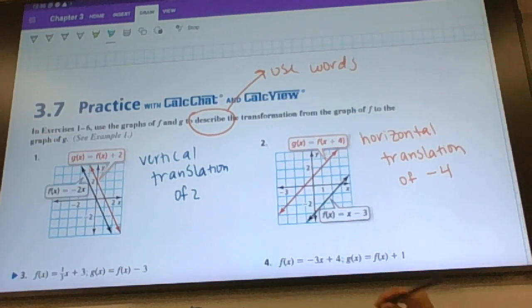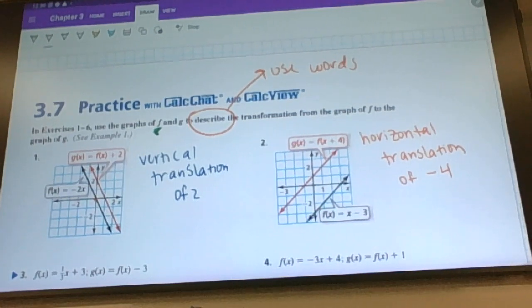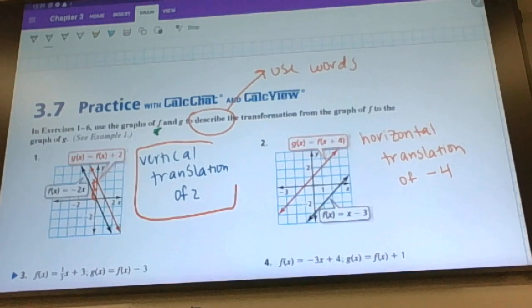The word describe here means use words. Okay. So the original is F. The G is new. What you do is you count the difference. So this from black to red, it went up 2. I describe that with these words: vertical translation of 2. Make an observation and use the vocabulary.